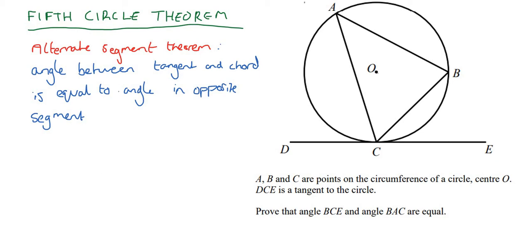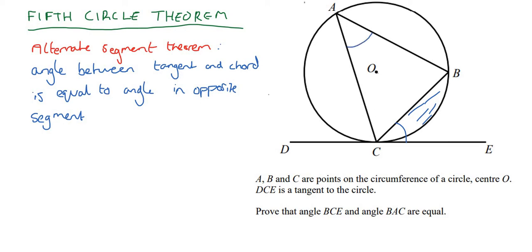So what does it say? When we have a tangent and a chord, remember a chord's a line across a circle, the angle formed between the tangent and the chord is equal to the angle on the other side of the chord. So essentially, DCE is our tangent here in this diagram, and this is the angle formed between the chord, BC, and the tangent. And what it's saying is, well, this is one part of the segment here, so I'll just highlight that. And the angle in the other segment is this one.